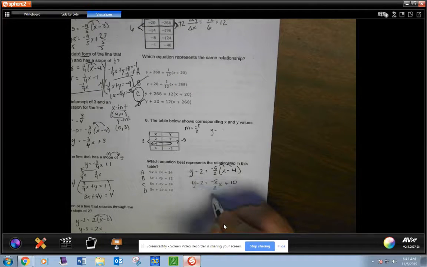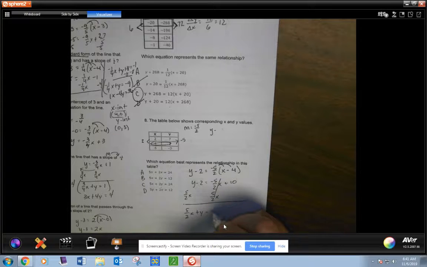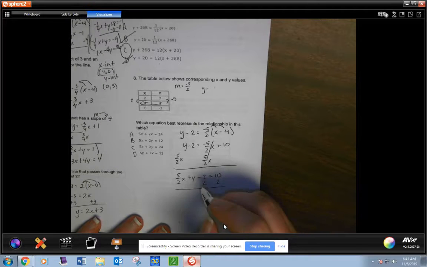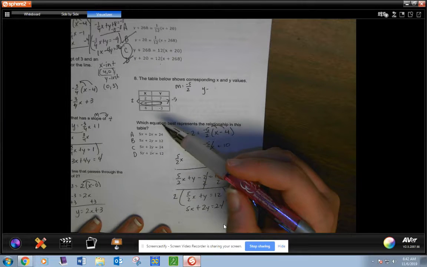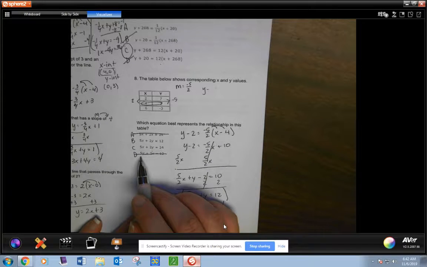Okay, I need the x on this side, so I'm going to add 5 over 2x. That becomes 5 over 2x plus y minus 2 equals 10. So now I just add 2. I get 5 over 2x plus y equals 12. To get rid of the fraction, we multiply by the denominator, and you must multiply everything. So this becomes 5x plus 2y equals 24. And it's not A because that has 2 x's. It's not D because that's a 5y. It's not B because there's a 12, so C is my answer.